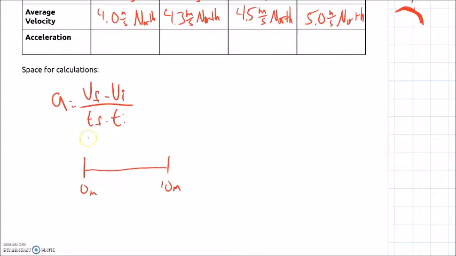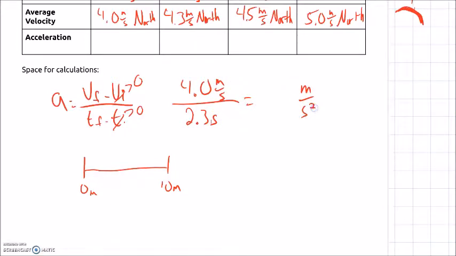So we know our initial velocity in this case will be 0, and our initial time will also be 0. So velocity final was 4.0 meters per second, divided by our time, which for me was 2.3 seconds. We have meters per second divided by seconds, so we can go ahead and write our units right away as meters per second squared, so we don't forget those. Remember, units are very important. And we can do that math.